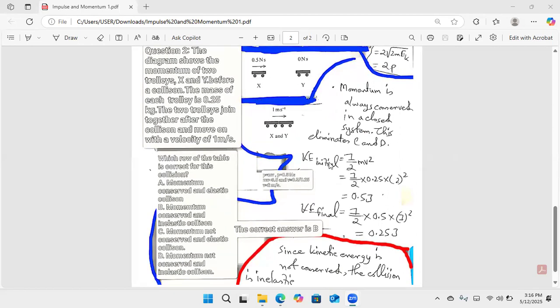Initial kinetic energy equals half into 0.25 into 2 squared, which is 0.5 joule. Final kinetic energy is 0.25 joule. Since kinetic energy is not conserved, the collision is inelastic. The correct answer is option B.